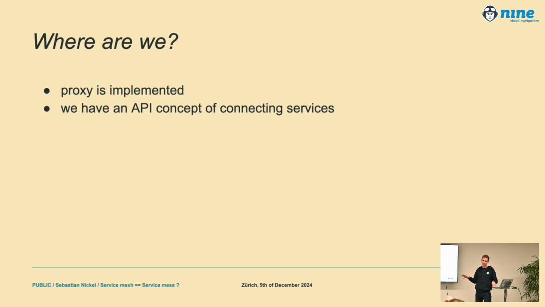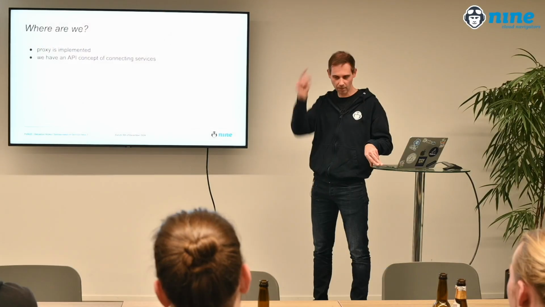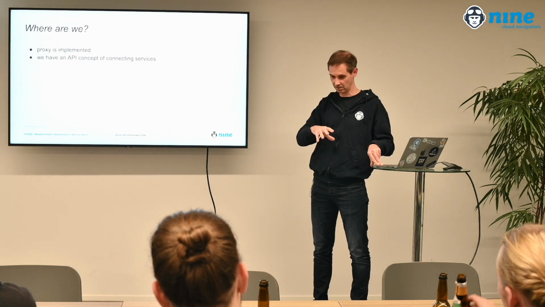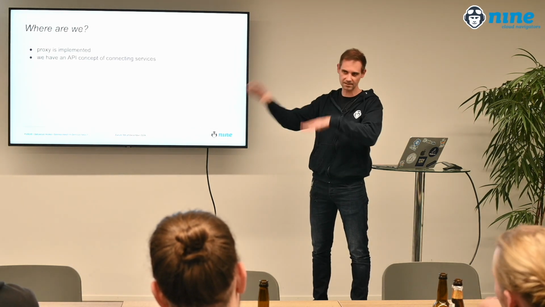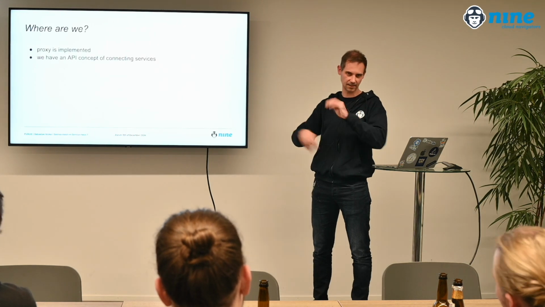We have an API concept of connecting services. It's a very easy API concept. You say basically from, to. From is a Kubernetes cluster, and to, for example, the KVS, the key value store instance. And then all this stuff runs in the back. You get a magic DNS, and then you can just connect.